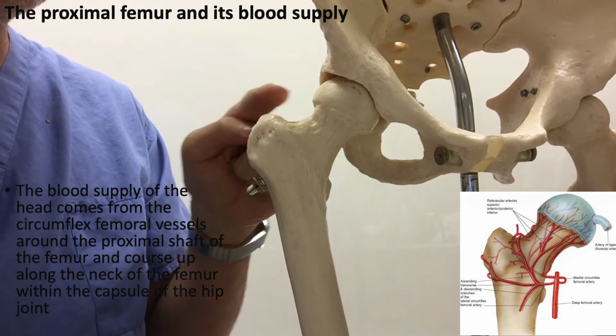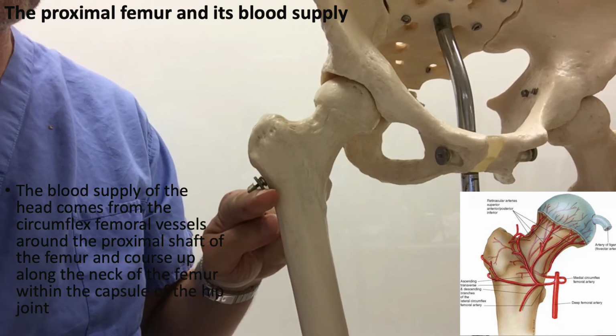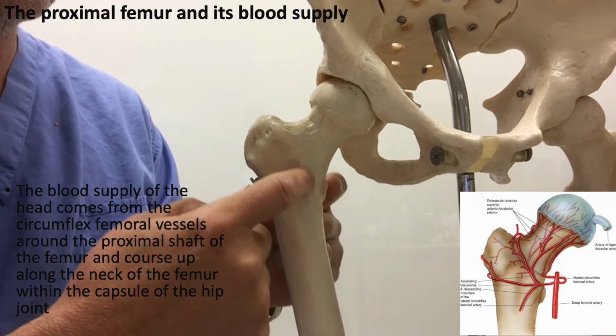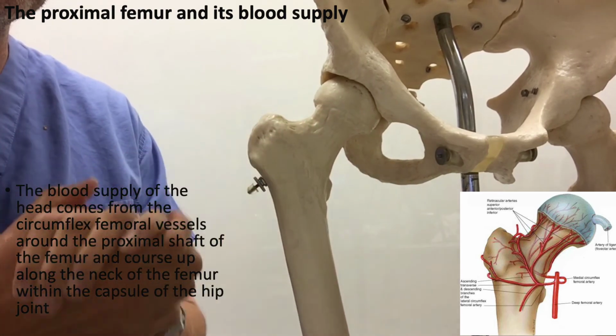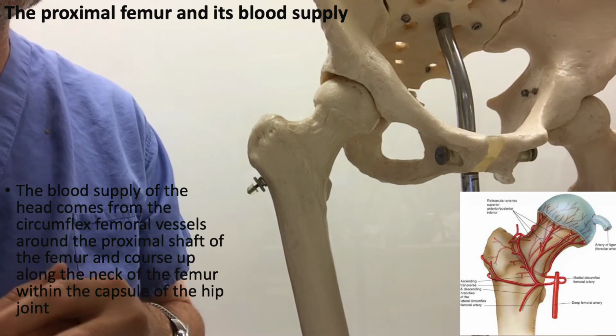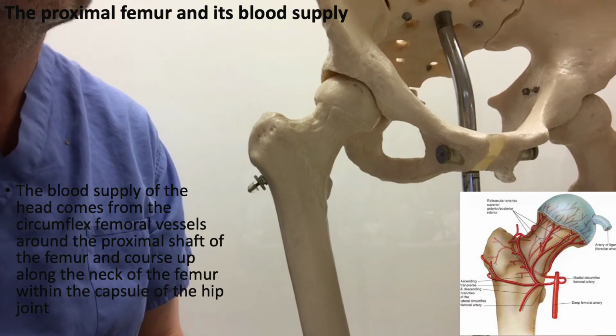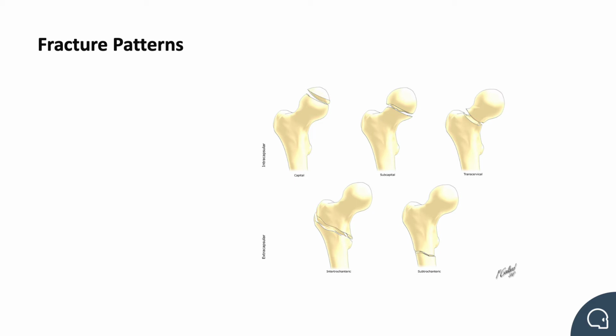If the fracture is more distal and through the trochanters, or certainly through the proximal shaft, that blood supply going along the neck of the femur will be intact and you won't get avascular necrosis of the head. Essentially those are the ones which are within the capsule, intracapsular, and those which are outside the capsule, extracapsular. And as we've seen from the video, it's all about whether the head's going to survive or not.